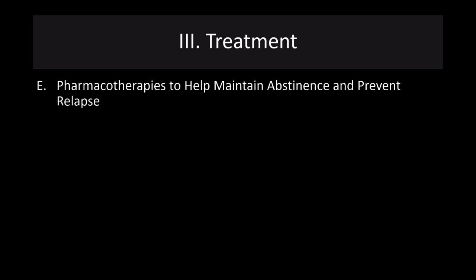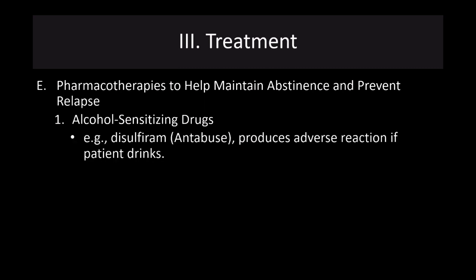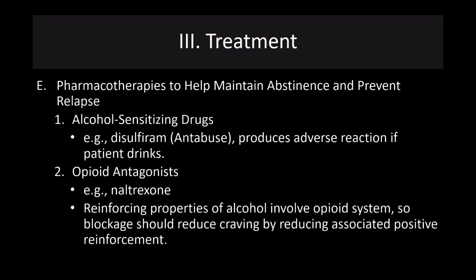So trying to maintain abstinence and prevent relapse, there are some alcohol sensitizing drugs like disulfiram or Antabuse, which produces an adverse reaction if a patient drinks. Generally, they get violently ill. Some opioid antagonists, such as naltrexone, may limit the reinforcing properties of alcohol, because those involve that opioid system. So blocking those should reduce craving by reducing the associated positive reinforcement. So essentially what we're doing is we're trying to desensitize or get rid of the rewarding properties of alcohol by disconnecting that reward from the ingestion of alcohol.